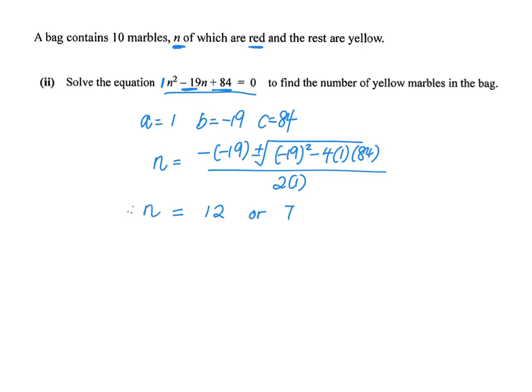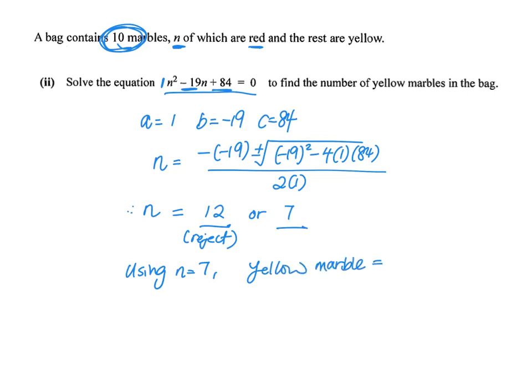But take a look at our question. The total number of marbles is originally 10. Can I choose 12 as my answer, or should I choose 7 as my answer? In this case, since 12 has exceeded 10, I'm going to reject this answer and I'll use n to be 7. So using n equal to 7, the number of yellow marbles will be equal to 10 minus 7, which is 3.